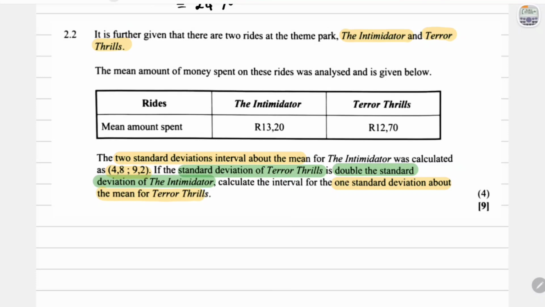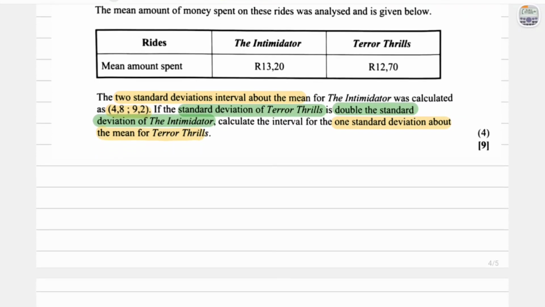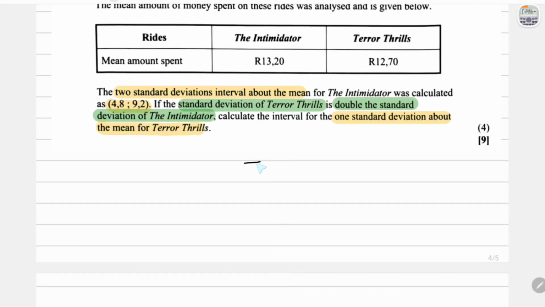Let's quickly understand what they mean by 1 standard deviation about the mean, or 2 standard deviations about the mean. Well, when you're looking at that, you're looking at the mean as the focused value, and you're trying to go 1 standard deviation away from the mean. But you can do this in two ways. You can move one standard deviation away from the mean by adding a standard deviation.